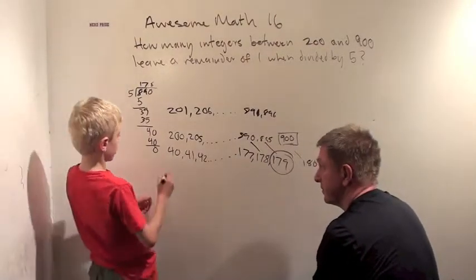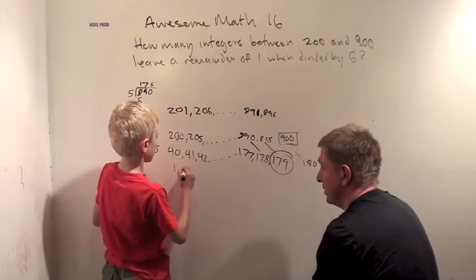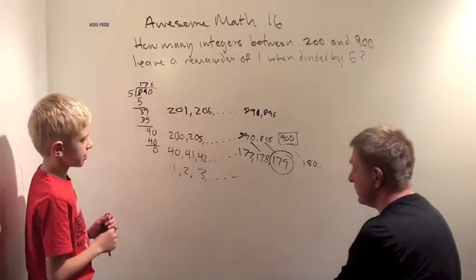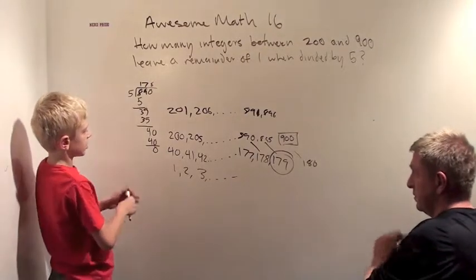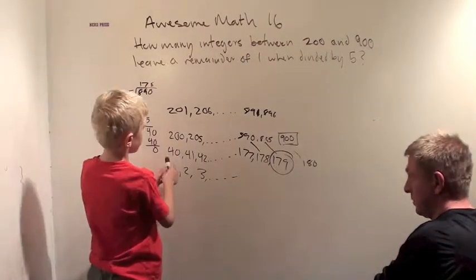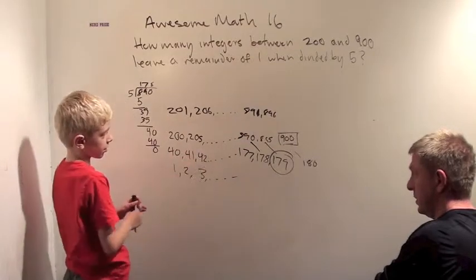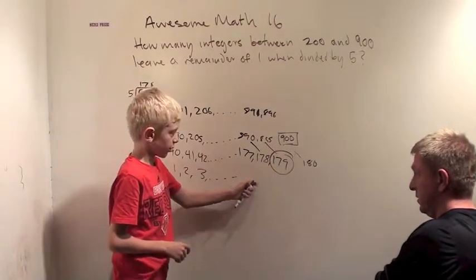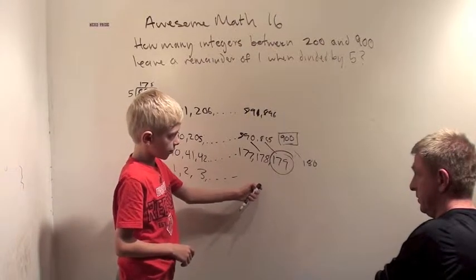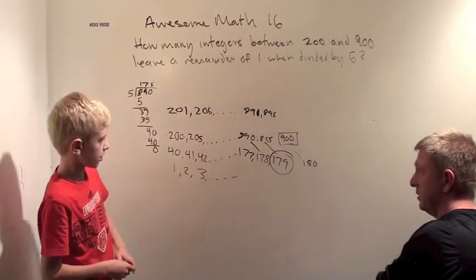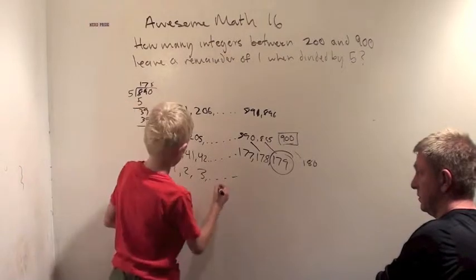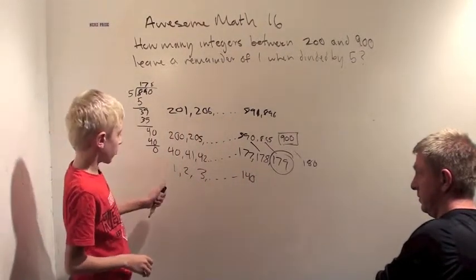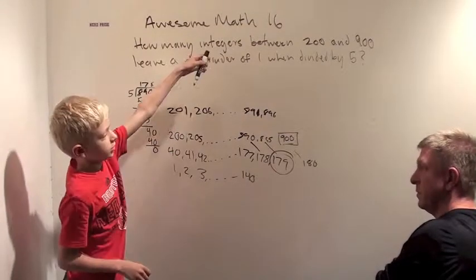Then we subtract 39 from everything. We get 1, 2, 3. Now, if we make it easier and subtract 40 from 179 and then add 1. So it's 139 plus 1 is 140. Okay. So the list goes from 1 to 140, which means there are 140 numbers that suit that case.